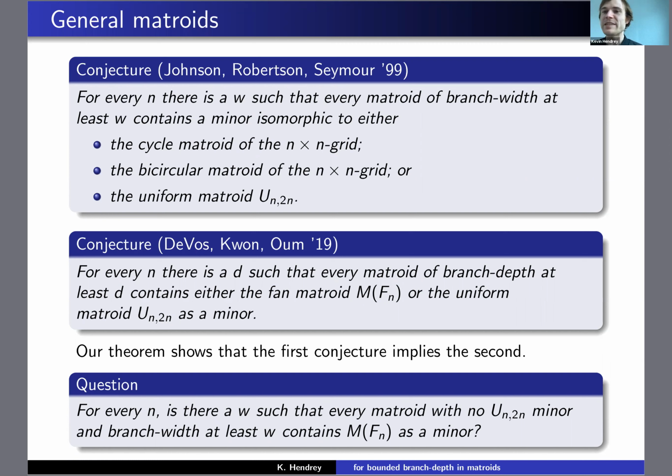So I think the answer to your question is yes, it is somewhat easy to see that the bicircular matroid of the n by n grid does contain a fan minor. And therefore, the conjecture of Johnson, Robertson, and Seymour now does imply the conjecture of DeVos, Kwon, and Oum.